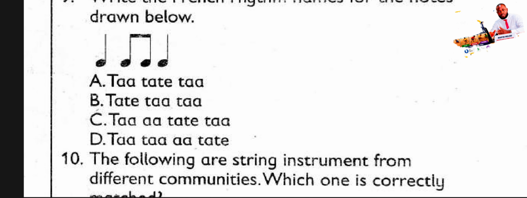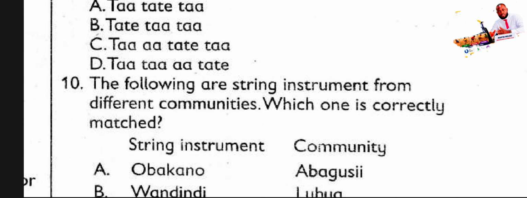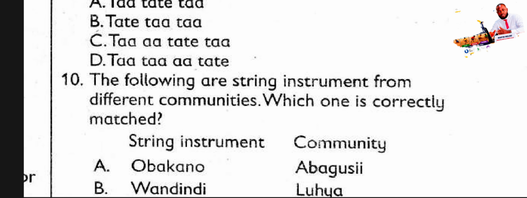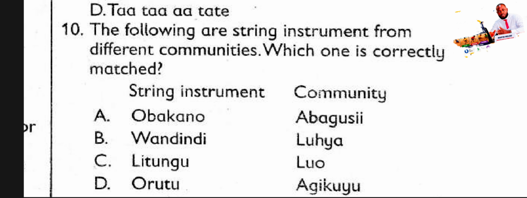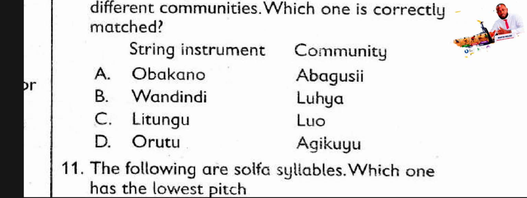Then number 10 says, the following are string instruments from different communities. Which one is correctly matched? Obokano, Abagusi, then Wandindi Luya, correct. Which one is correctly matched? Litungu Luo. Litungu is Orutu Luo.